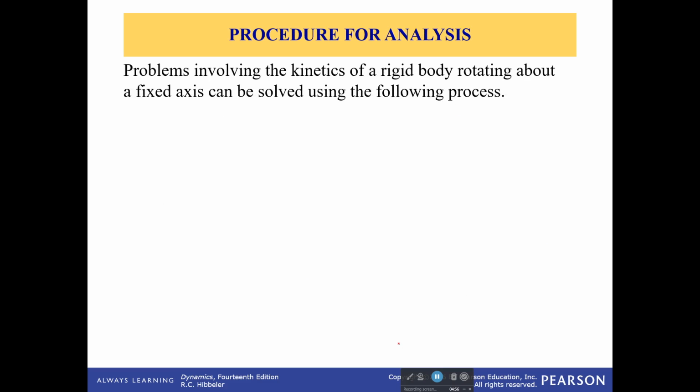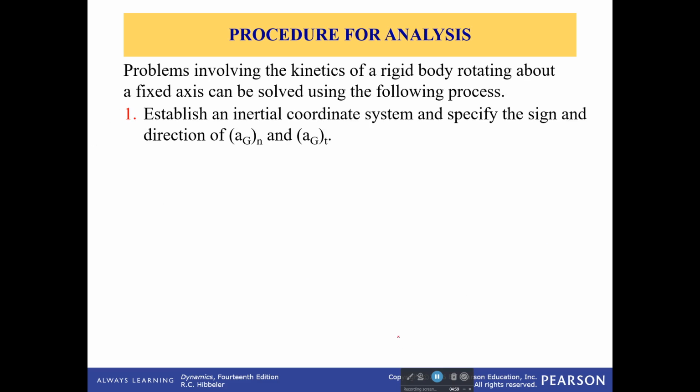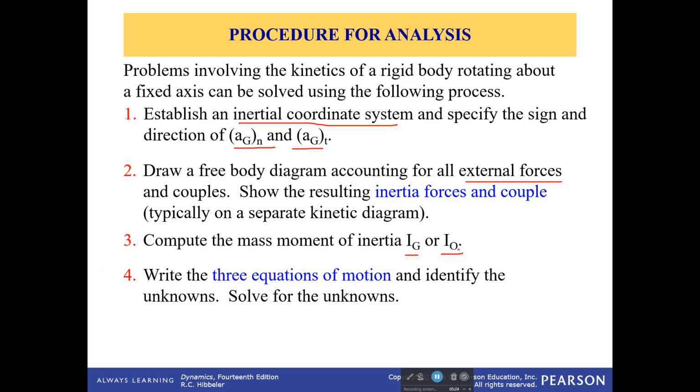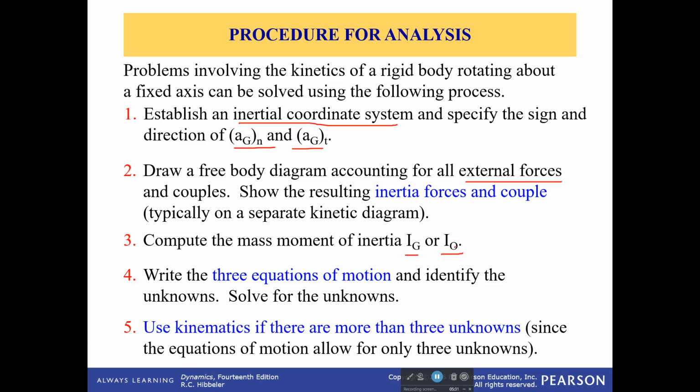So how do we solve these kinds of problems? Well, it's not too difficult. First, get an inertial coordinate system and specify your direction for normal and tangential components. Then draw a free body diagram. Make sure you get all the external forces in there, including the weight. Don't forget the weight. Don't forget friction if there's friction in these problems. Whatever there is, make sure you have included it. Figure out what the mass moment of inertia is around the centroid, or around some arbitrary point. And then write the three equations of motion and identify the unknowns. We'll solve. So not too bad.